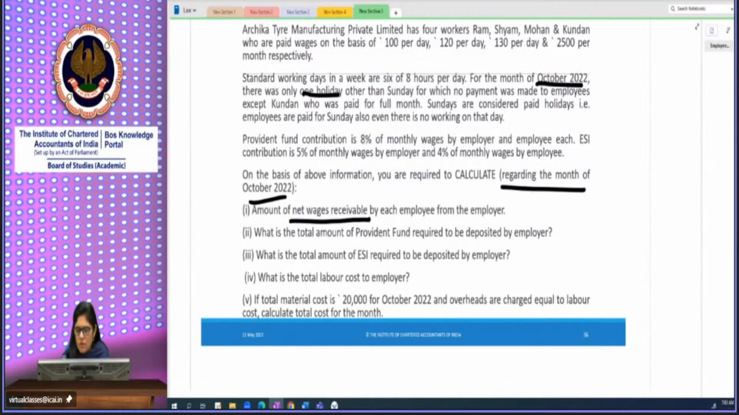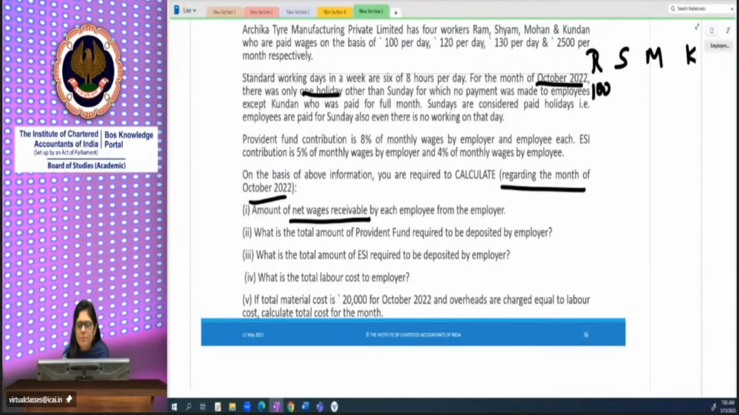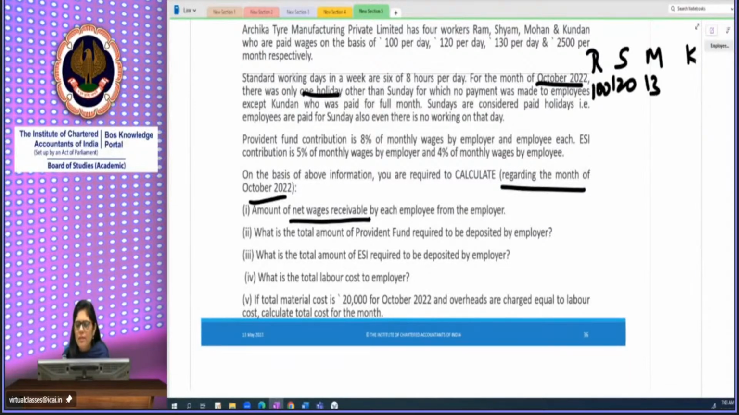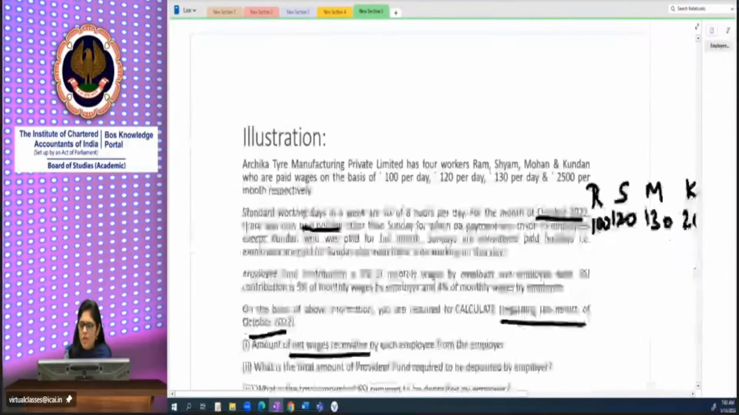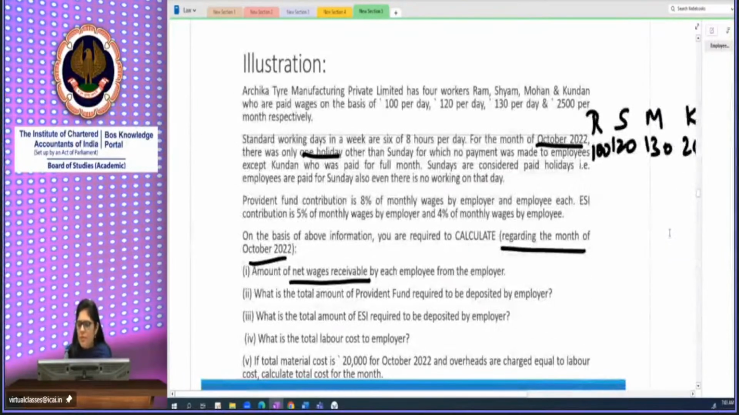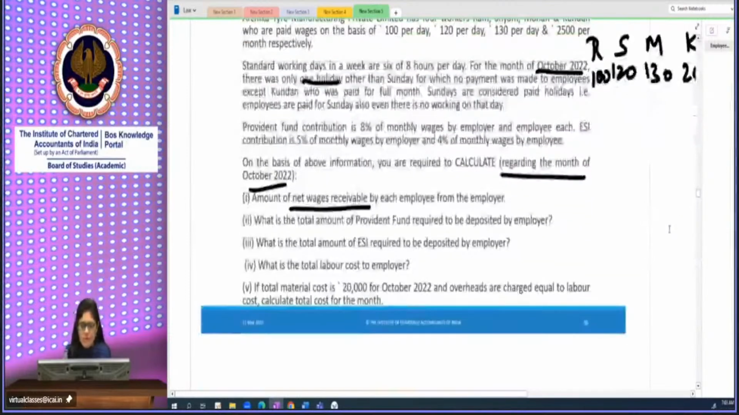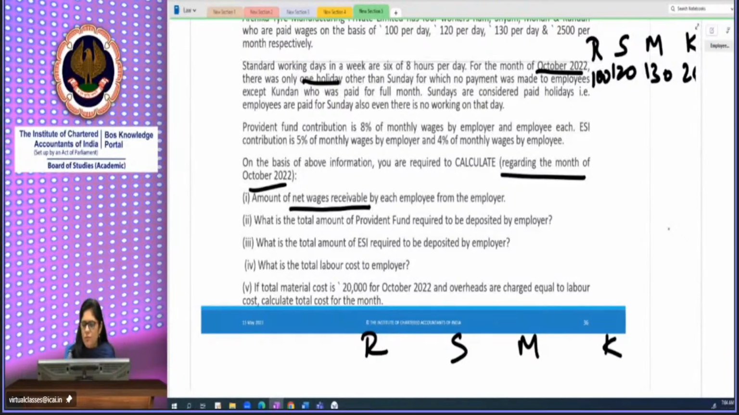I'm just writing it over here. You can also solve it. Ram, then Shyam, then Mohan, and then Kundan. You can make a proper statement in a proper format. So 100 per day, 120 per day, 130 per day, and 2500 per month. For Kundan, it is 2500 per month. It's going beyond the board, so let me write it over here, for all the 4.